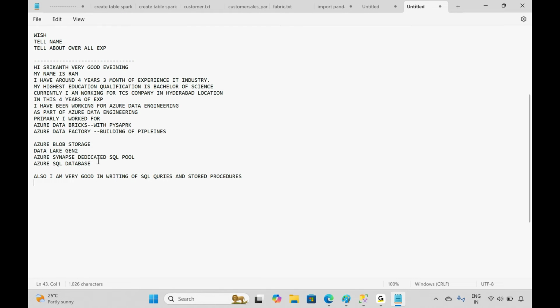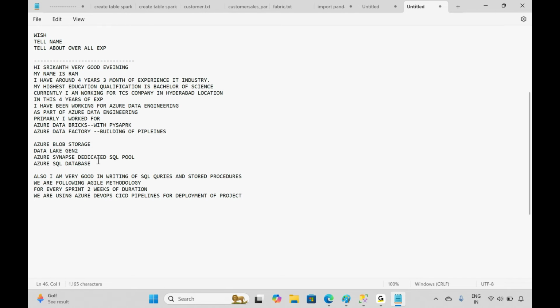And we are following agile methodology. Agile methodology, for every sprint, 2 weeks of duration. Okay, and we are using Azure DevOps CI CD pipelines for deployment of the project. So this is the introduction you need to tell.